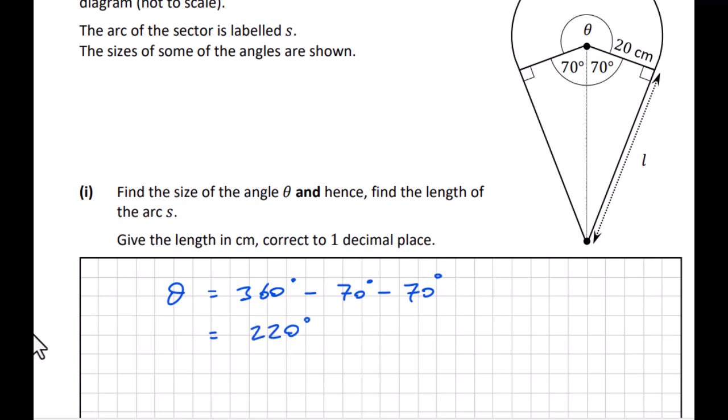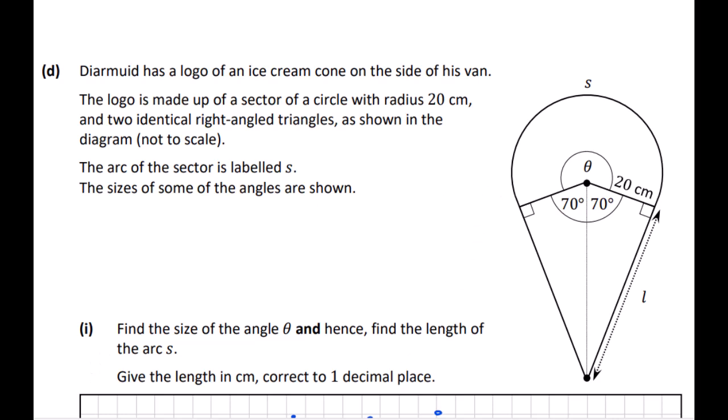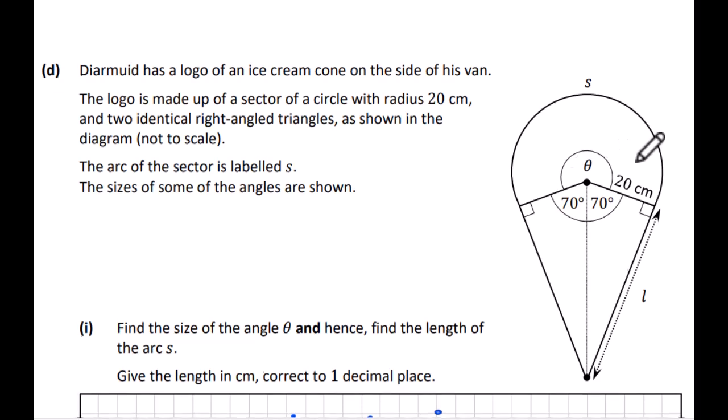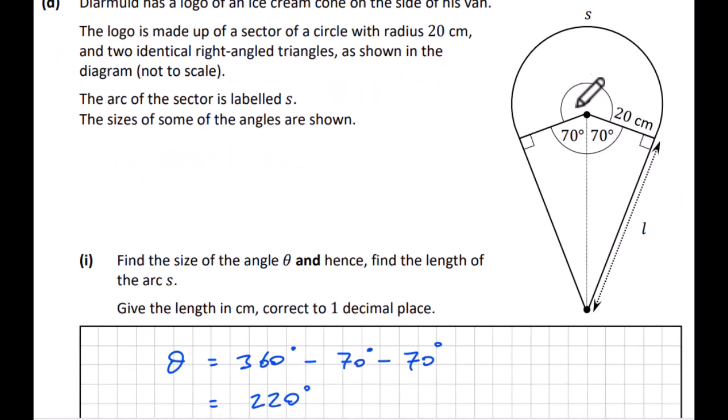Now it says hence find the length of the arc S. So we've got to find the distance from here to here. We're going to look at the formula for the entire circumference of a circle. Imagine that this is an entire circle all the way around. The length of the entire circle is 2 pi r. We don't want the entire length, we only want a fraction of that circumference. The fraction we're going to use is theta over 360, and we know theta now, it's 220 over 360.